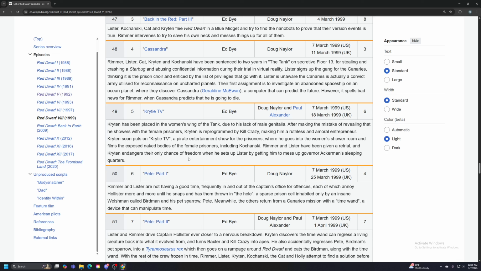Their first assignment is to investigate an abandoned spaceship on an ocean planet where they discover Cassandra, acted by Goldie McEwen, a computer that can predict the future. However, it spells bad news for Rimmer when Cassandra predicts he is going to die.